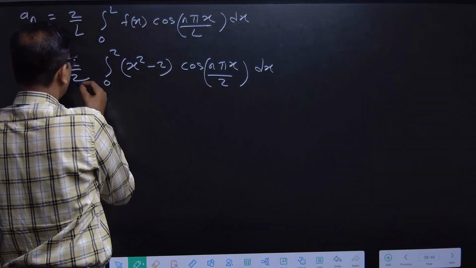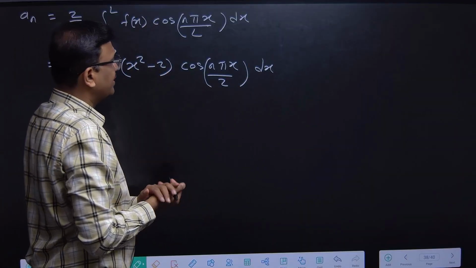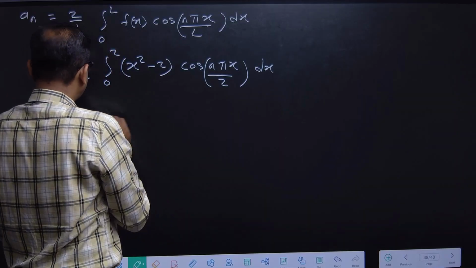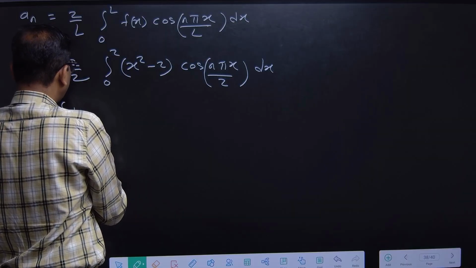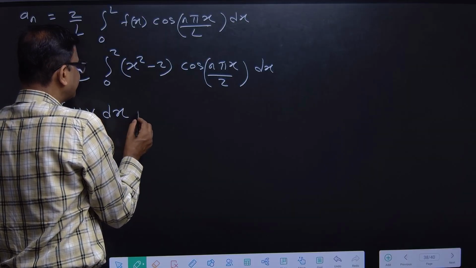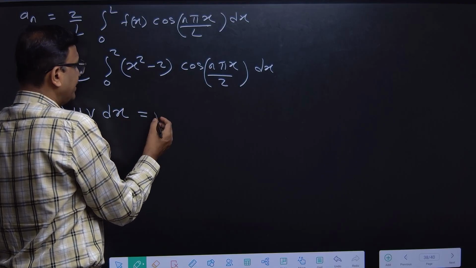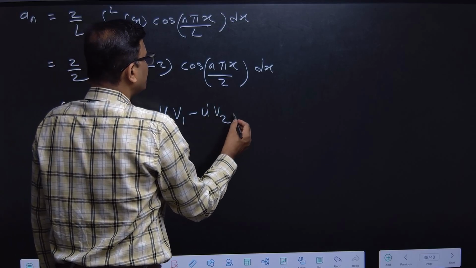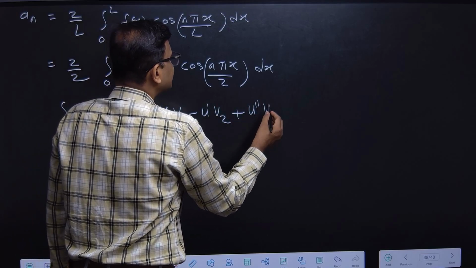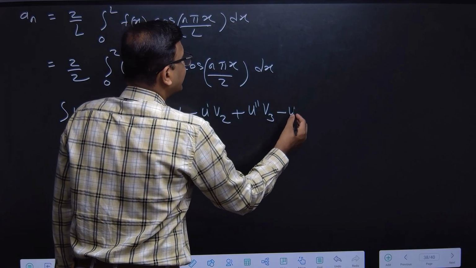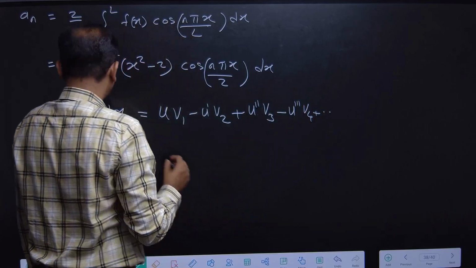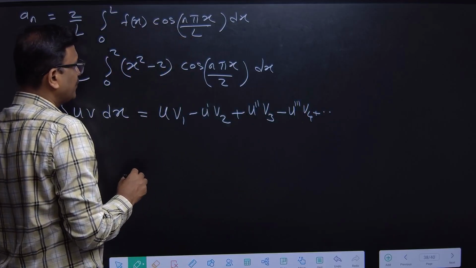We have this 2 upon 2 will become 1. We have to integrate x square minus 2 into cos of n pi x dx. Again, to integrate this term, we are going to apply the shortcut formula of integration by parts, which is integration uv dx is u into v1 minus u dash into v2 plus u double dash into v3 minus u triple dash into v4 plus dot dot dot. So this is the formula that we are going to use.